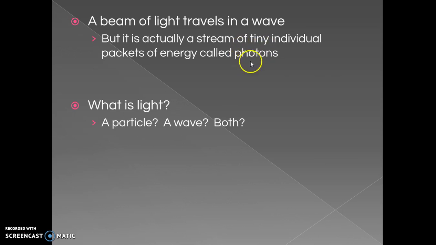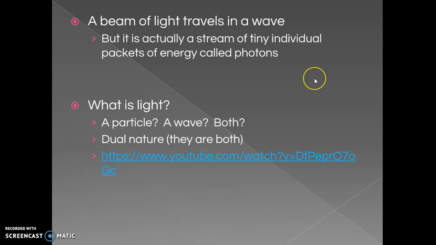If it's individual particles, but as we saw on our previous slide, it's traveling as a wave, what is light? Is light a particle or is it a wave? Can it be both? Is it both? And this is where you get the dual nature of light.